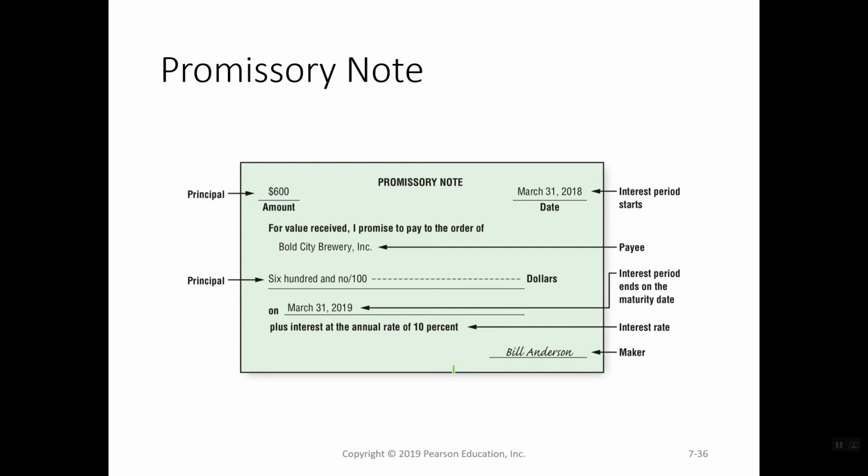A very simple promissory note would look something like this. Here again is your principal. This is the beginning of the interest period, so you start counting up the interest. Again, the principal is the amount you gave to a customer or to somebody. This is the interest rate. And of course, this is the payee of the note, and this is the maker of the note.